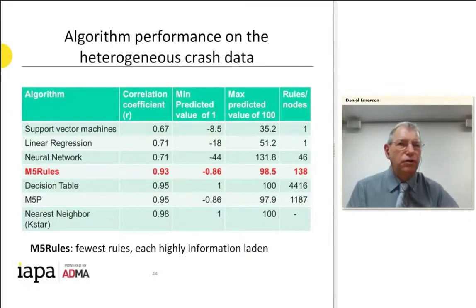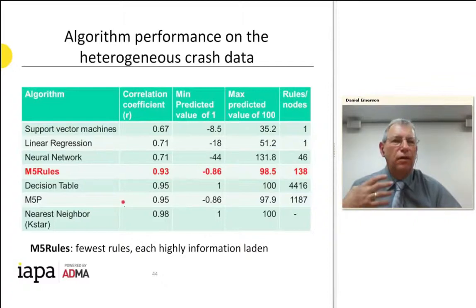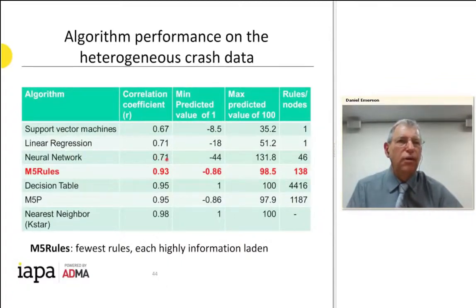And when we look at neural networks, we find that the predictive value is quite low at 0.71, accurately predicting only about 50% in a similar way to linear regression or support vector machines, and also had quite large outliers. And so we've actually decided on M5 rules as our off-the-shelf solution for modelling. If we have a look at how it works, and I think I need some water at this stage.